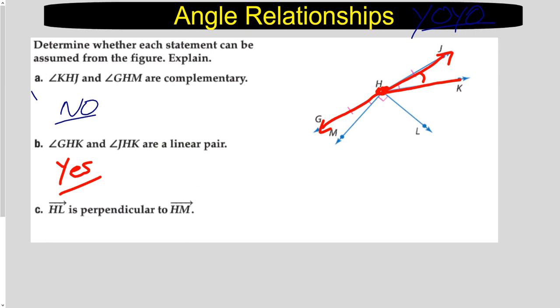Finally, C. HL is perpendicular to HM. So there's this guy and this guy. Are they perpendicular? Yes, because it's been marked as a 90-degree angle. And I know that if I have a 90-degree angle, we have perpendicular lines. And I know that if we have perpendicular lines, we have a 90-degree angle. So because that's marked, then yes, I can assume that's true.